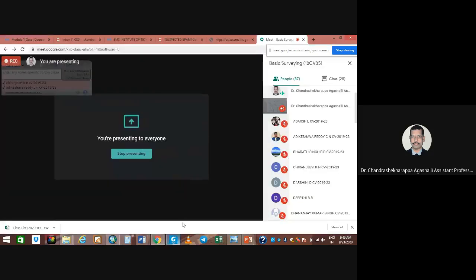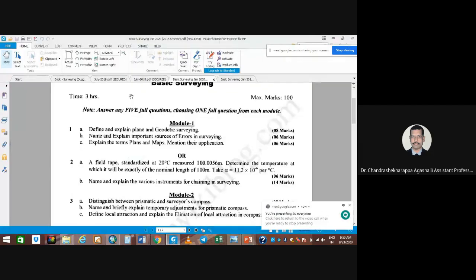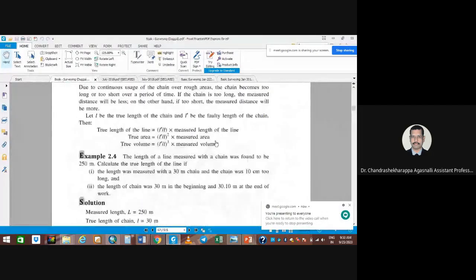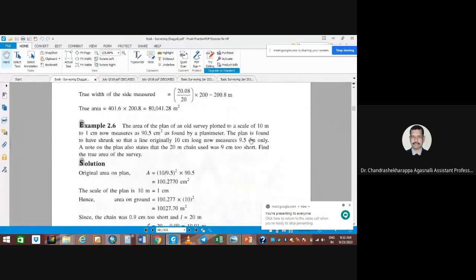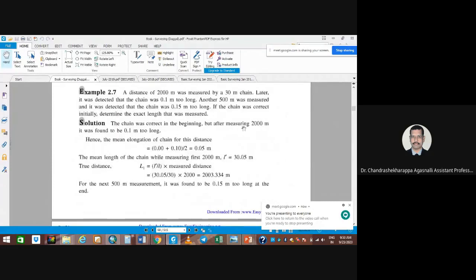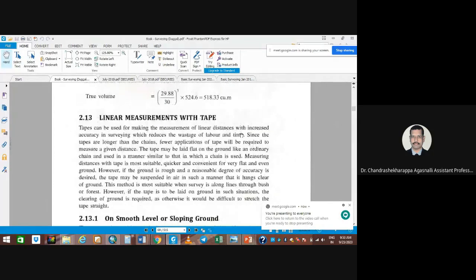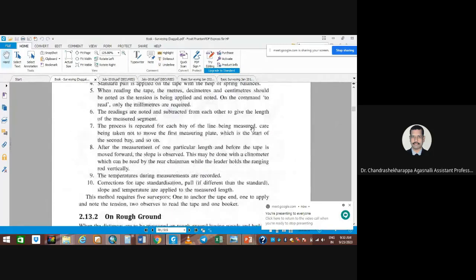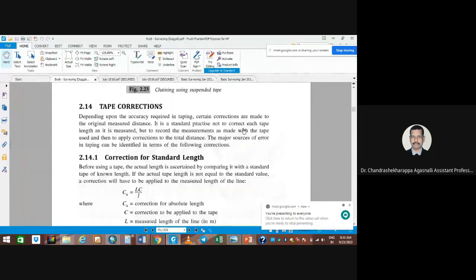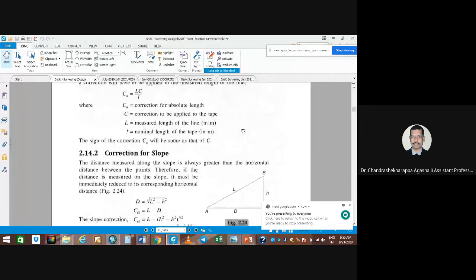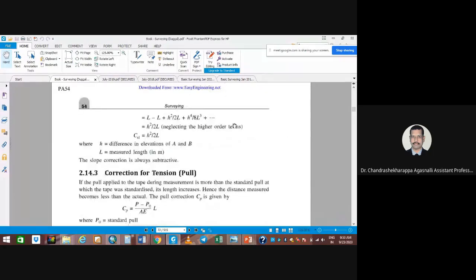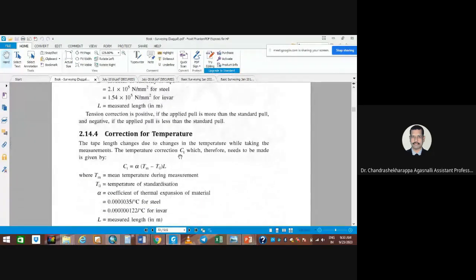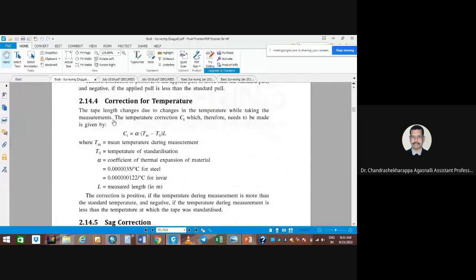So when you go back to the notes, let me show you where the exact problems are. Line measurement with the tape, smooth leveling, rough ground, anchoring, tape correction. Now it comes: tape correction and correction for slope, correction for pull, correction for temperature. Here the tape length changes due to changes in temperature.